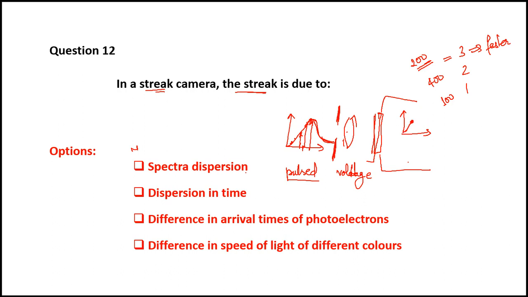Then 2, which will arrive a bit late. Say this was 3, this was 2, this was 1. The two electrons which arrive a bit late are more in count, so they will still generate more electrons, but a bit later. Then the last ones are the ones which come at the end, and their intensity is only 100. So they will generate fewer electrons. So this is the way of the signal.